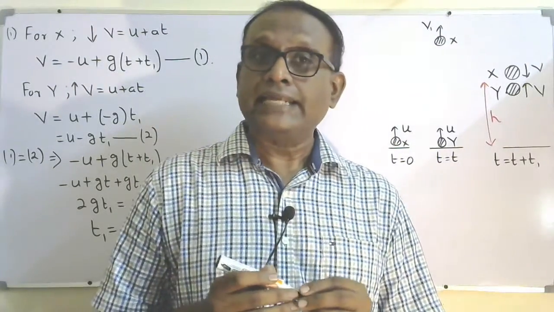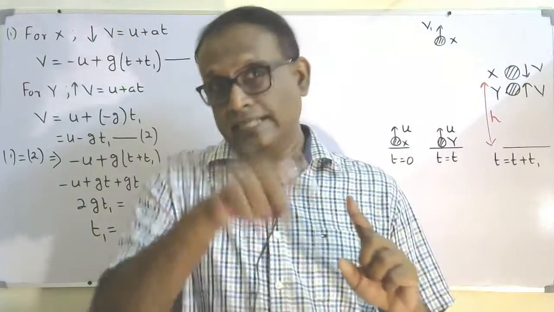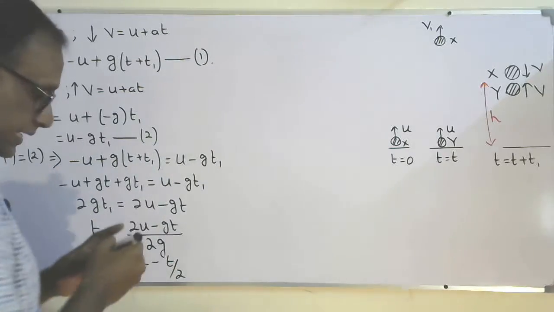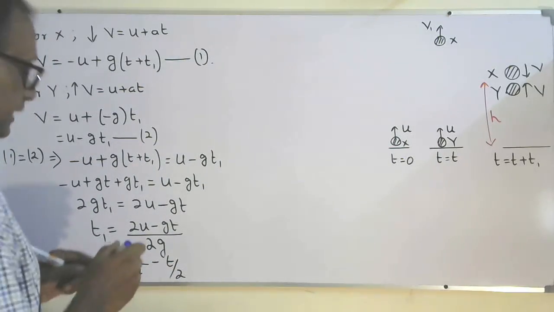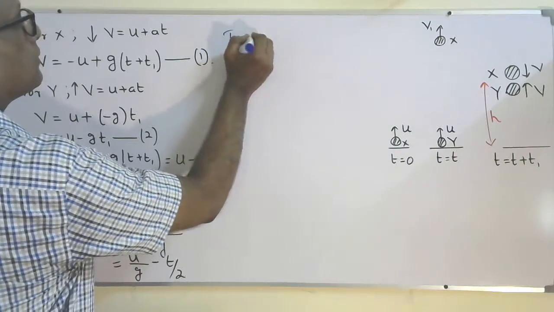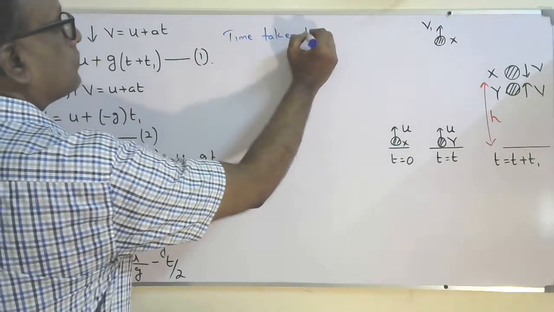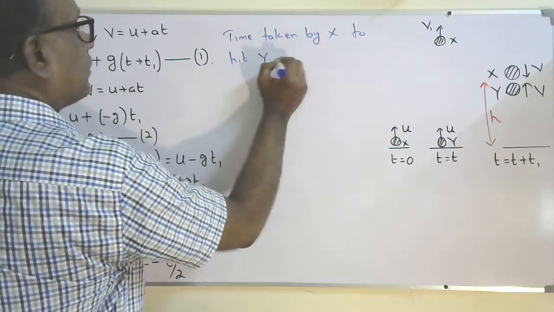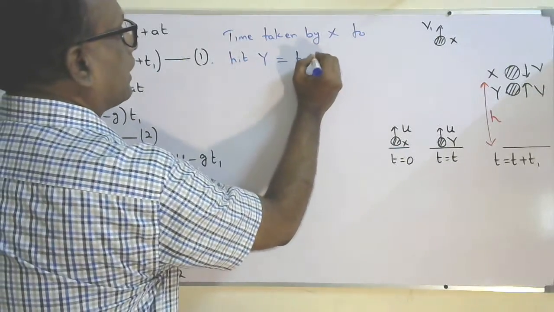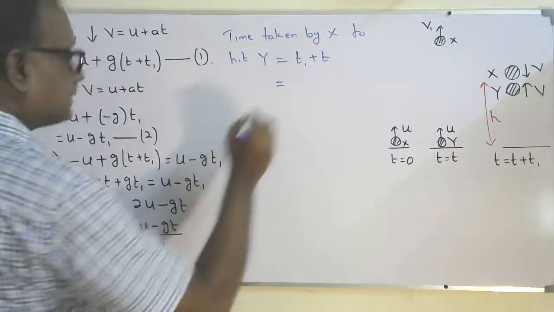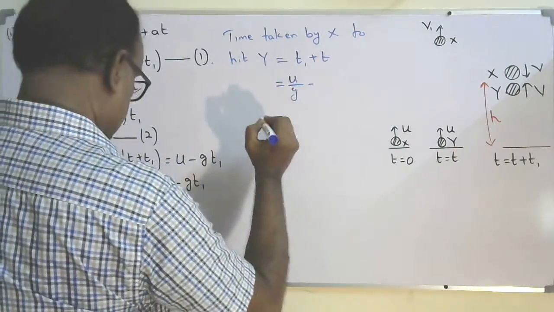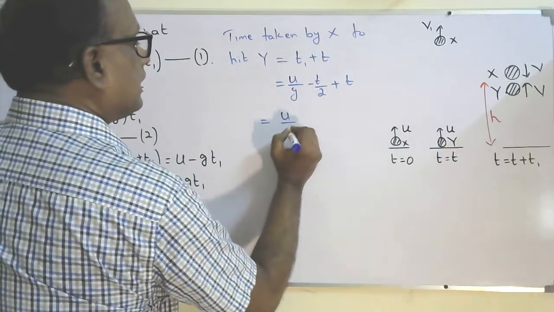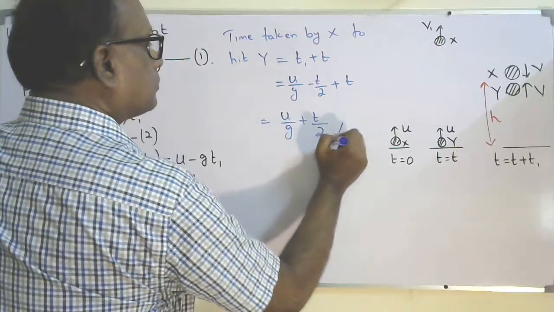But the question is the time taken by ball x to hit y. So ball x was thrown time t before, right? So I can write now like this: time taken by x to hit y equals t plus t1, or t1 plus t. So t1 is u over g minus t by 2, plus t. Solve it: u over g plus t by 2. That's the answer.